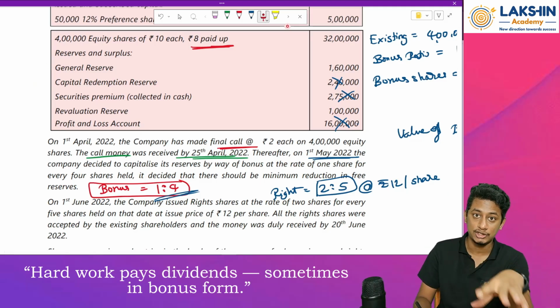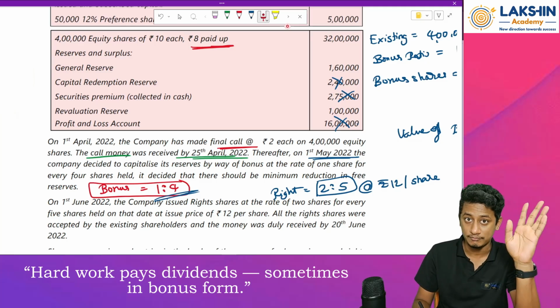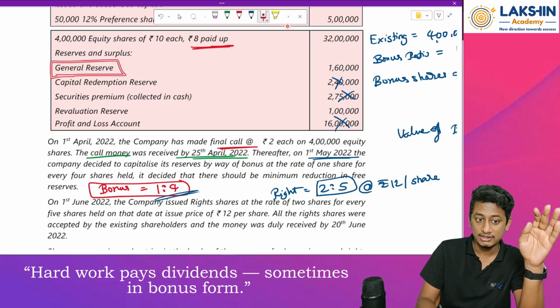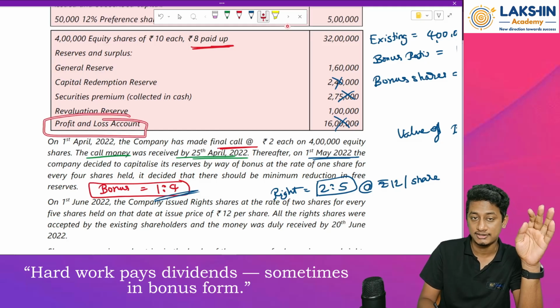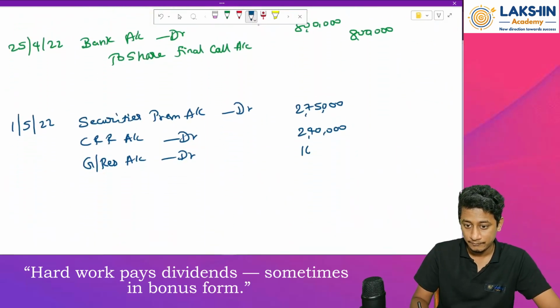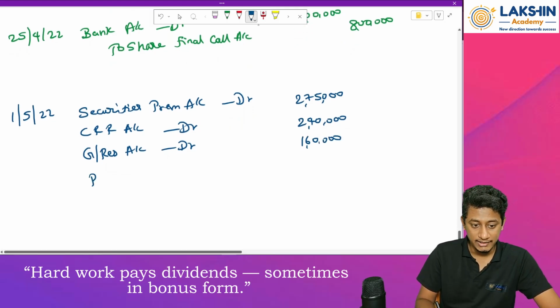So if you just interchange the orders also, there is no problem. But I am teaching you people as per the study module. Okay, clear? As per the study module, they have touched this first, and then they have touched this. So general reserve first we will take 1,60,000, and at the end we will take the P&L account. Let's see how much is required from the P&L account.